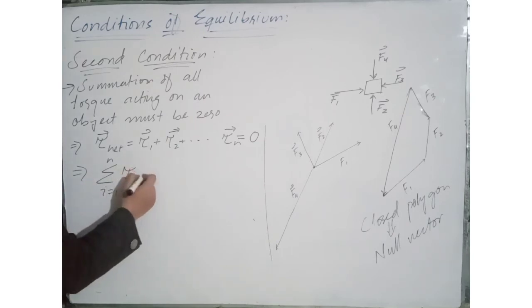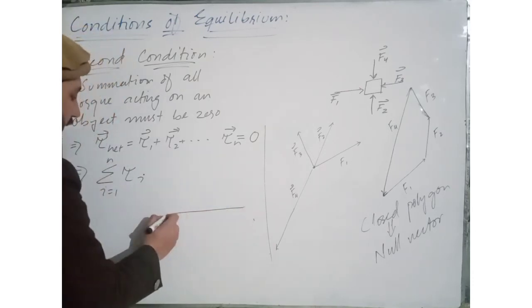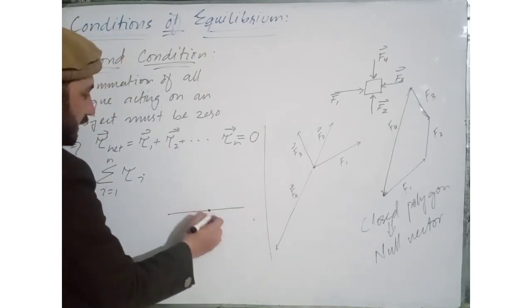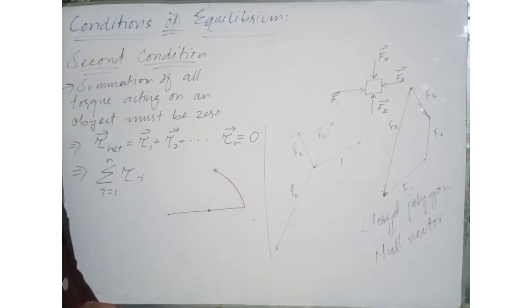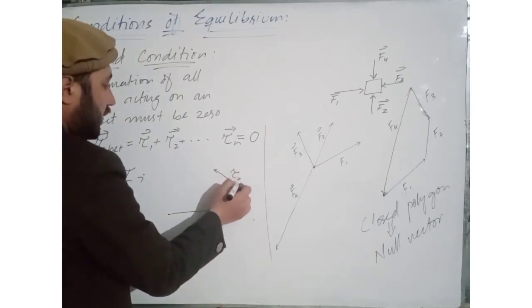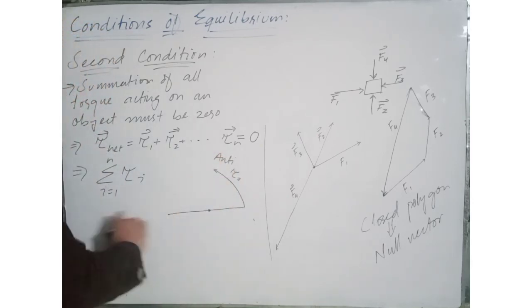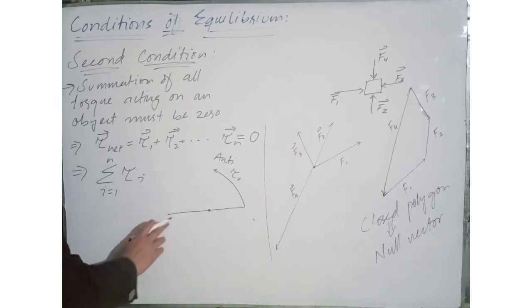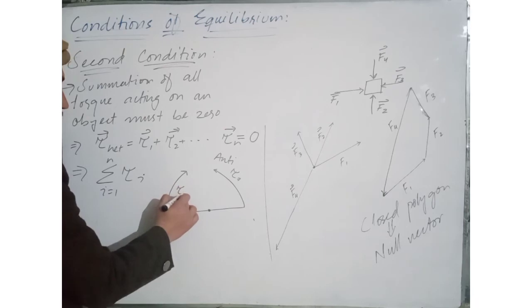Okay, now let us take an example. This is a rod, pivoted at this point, right? Due to some applied force, a torque is produced, which we call tau 1, in the anti-clockwise direction. On the other hand, we have a summation of forces at this side, and due to all those forces we get a torque in the clockwise direction. This is clockwise.